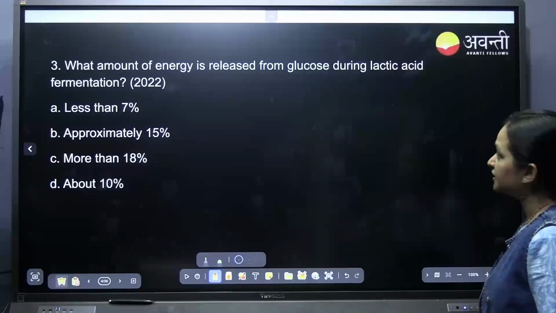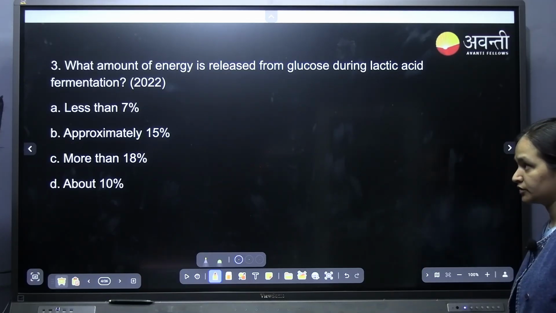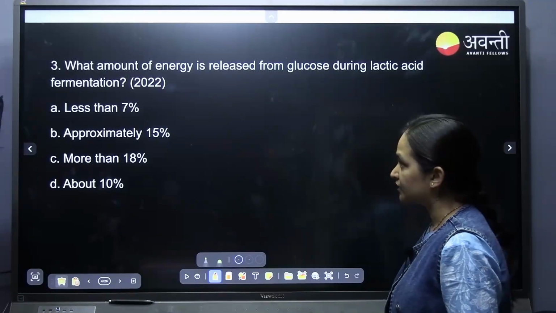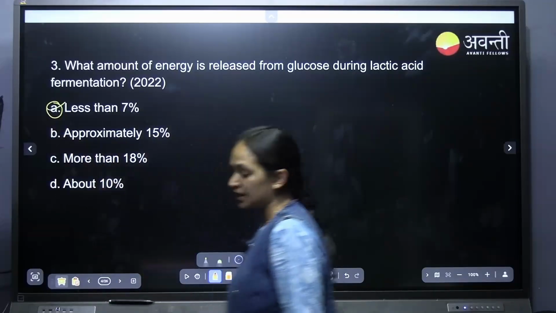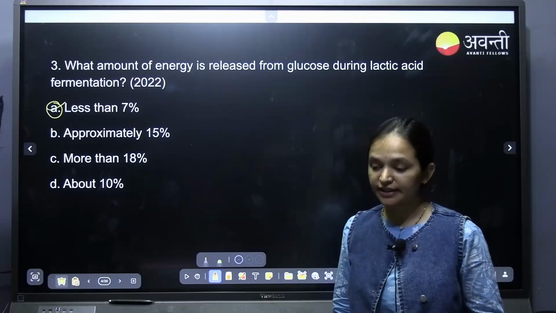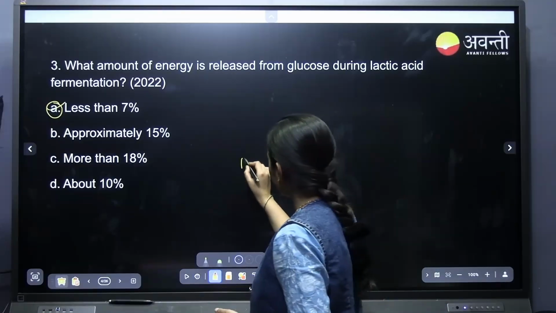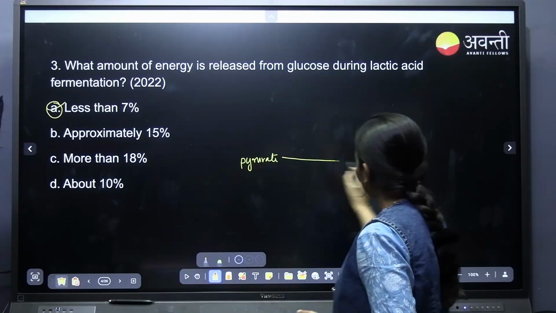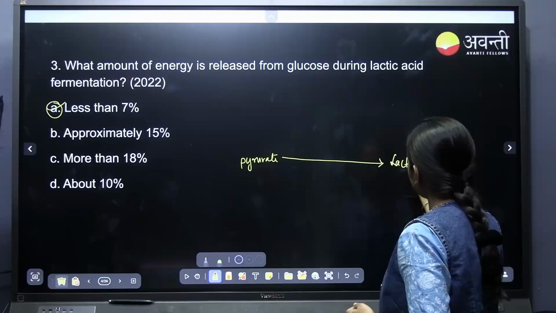What amount of energy is released from glucose during lactic acid fermentation? It is actually less than 7%. Less than 7%, because we don't say it is total oxidation, right? It is a partial oxidation, where pyruvate, in the lack of oxygen, especially in the muscle cell, it will be converted to lactate.